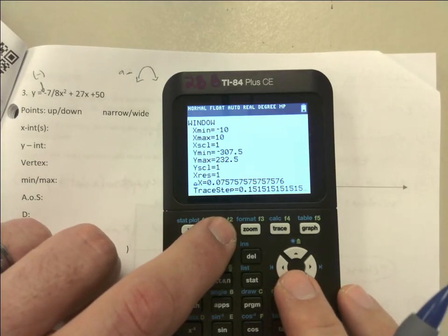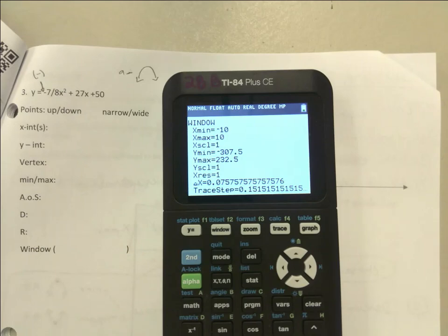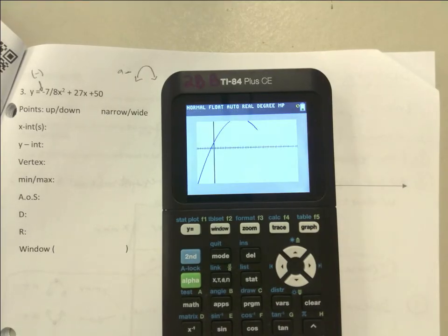Press window. X max. What should it be, Mr. Dirksen? Well, I need to come back down and hit the X axis again. So I'm just going to try 50. Why not 20, Mr. Dirksen? You can, but then you'll find out very soon that if you do two small changes, it takes longer.